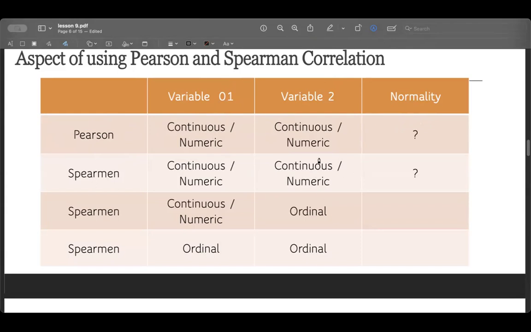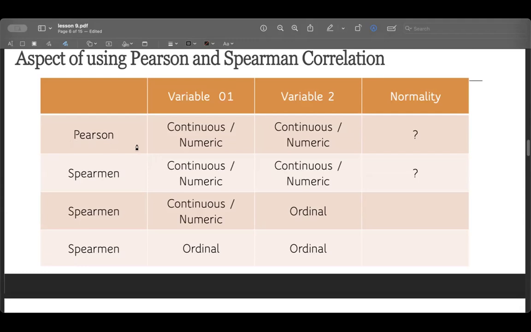But to apply Spearman correlations, one or both variables should be in ordinal form. So if one variable is continuous or numeric and the second variable is ordinal, it is Spearman. And if both are ordinal, again it would be Spearman. Right? So for these last two, we can apply these correlation coefficients. Is it clear?